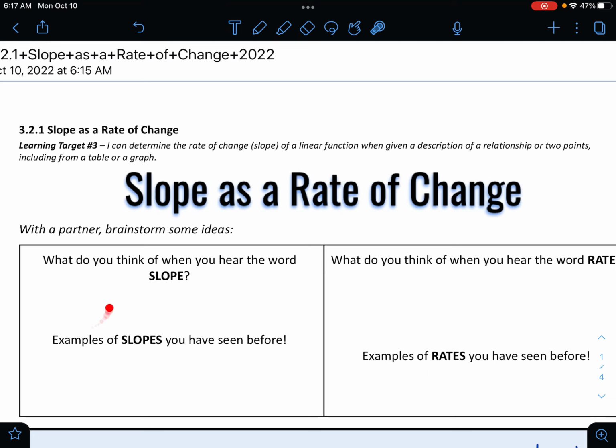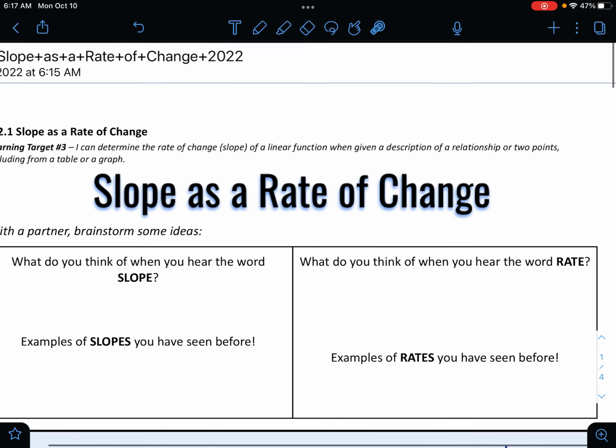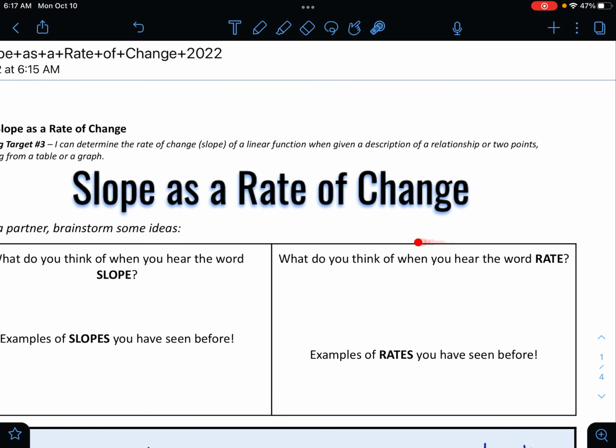I want you to write down some examples just with the people around you. No reason to get up and move around per se, but just write down some of the things that you think of when you hear the word slope. And then once you do that, we're going to talk about some of the examples of slopes that you might have seen before, right? And do the same thing here for the second box.